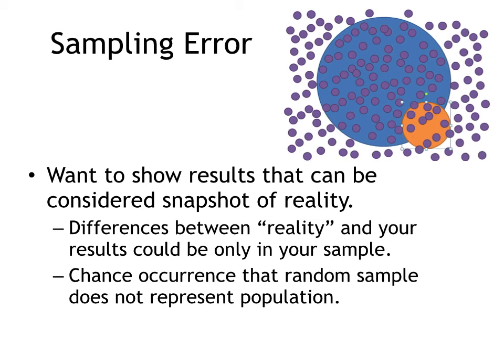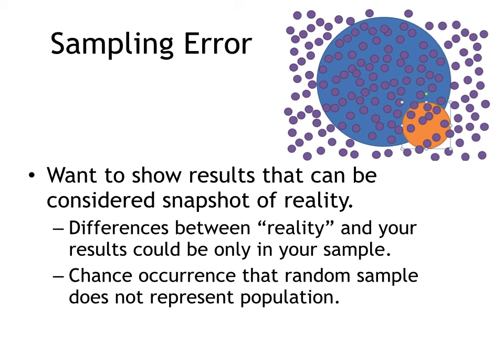Now we need to talk about sampling error. There is no way that a random sample could ever be exactly like the population. What you need to worry about is when you cannot say your results represent reality because your sample does not represent the population. So look where I've put my orange circle this time. If I were to use that orange circle of individuals, they obviously wouldn't represent the individuals in the blue circle or my target population.